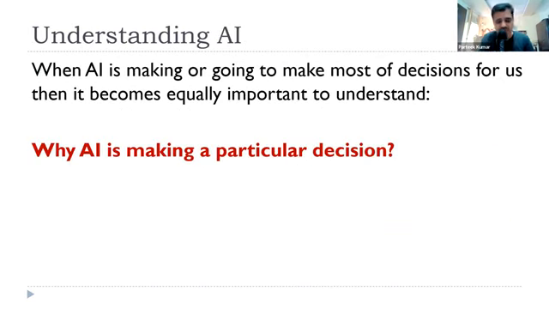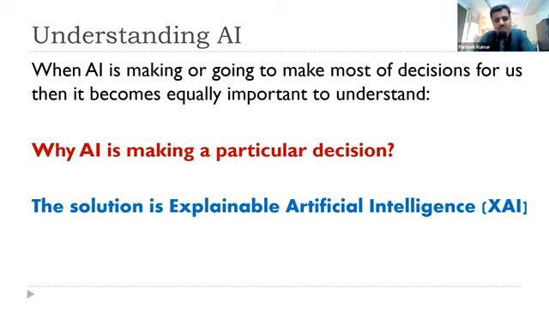And along with that, I have also mentioned that once you are generating a classification for a person that his loan has been rejected by an AI system, or he has very high chances of stroke, it's very natural for the person to ask for explanations. So it's very important to ask the question: why is AI making a particular decision? And the solution for this is explainable AI.